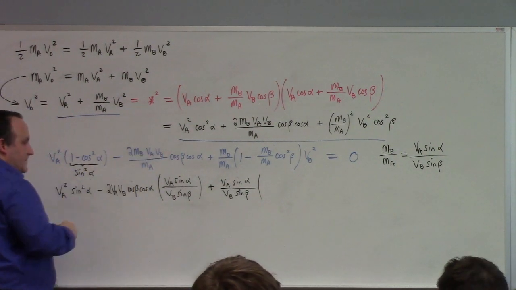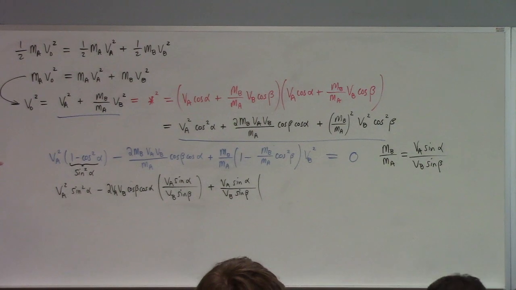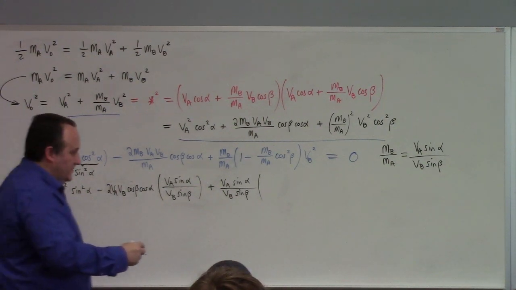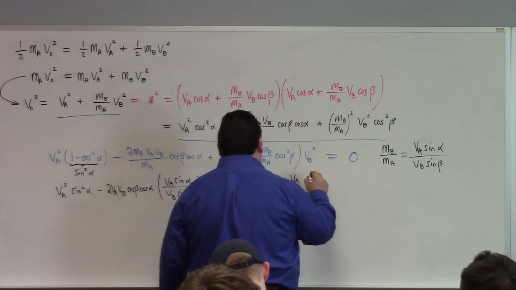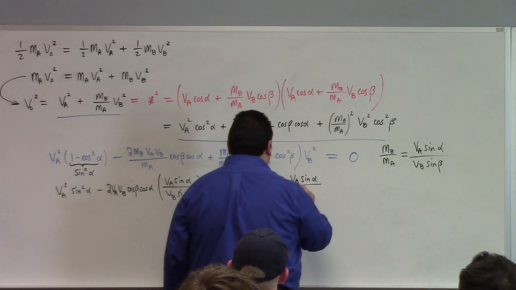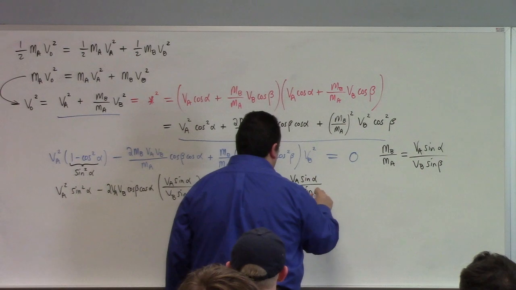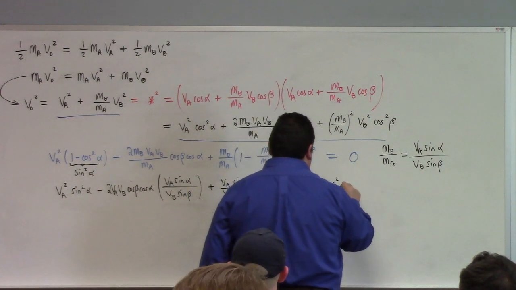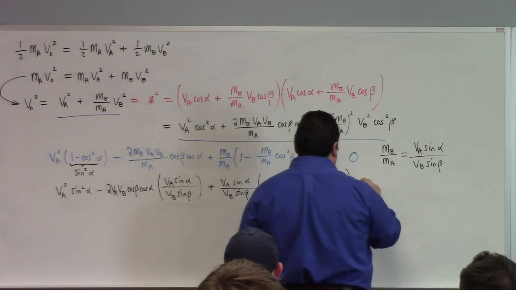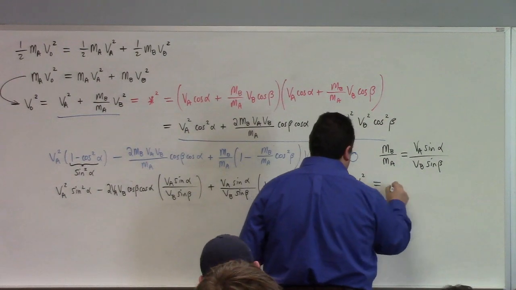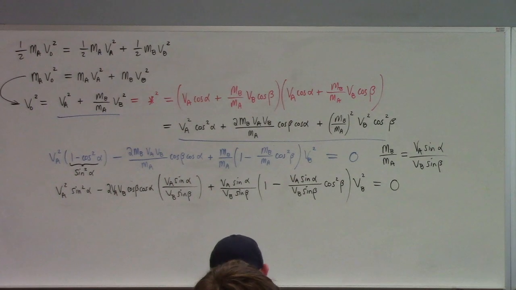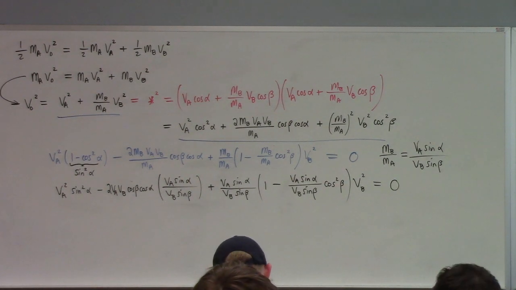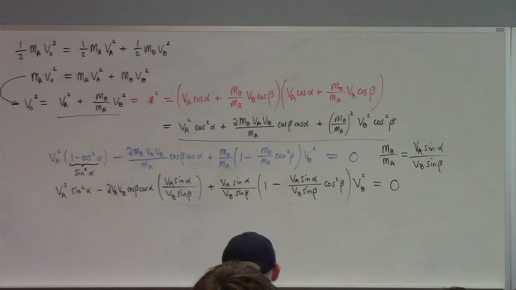Indeed, they're still there. So now I've got, that's my MB over MA. Now I've got 1 minus MB over MA, which is again VA sine alpha over VB sine beta times the cosine squared of beta. Great. And then you've got your VB squared out here. We hate fractions, right? Agreed? How can you make the fractions go away?